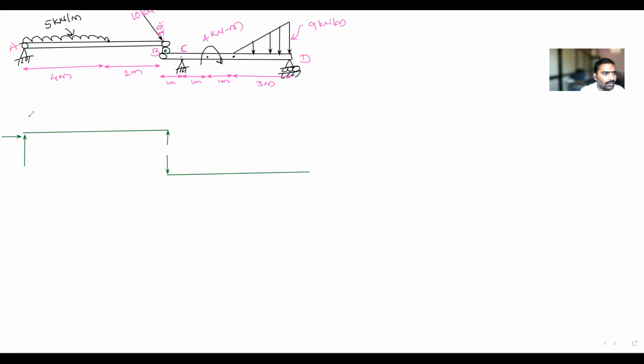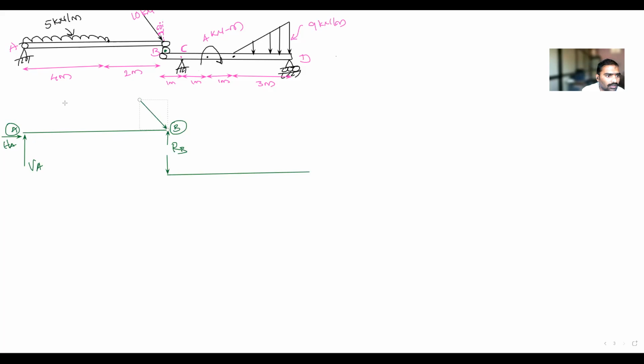Now I will convert this UDL into a point load. How to convert that UDL into a point load? First, I will take this as VA, and this is HA. I will take the reaction at B as RB. So this is the A point and this is the B point. Next, there will be one more loading.